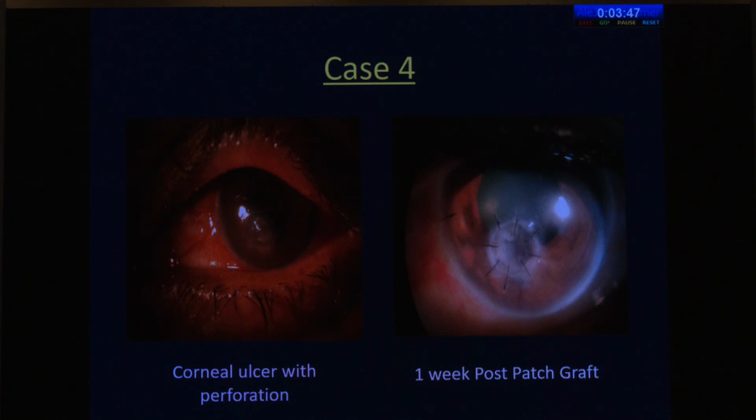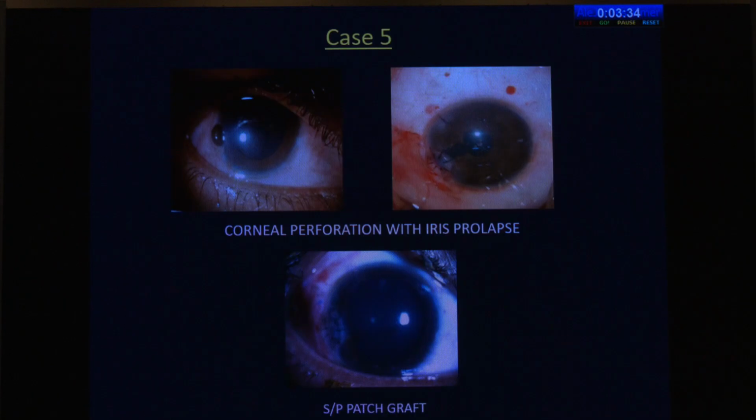We repeated the procedure, and the patient was doing well, but after 1 month he came again with a perforation and a flat AC. So eventually we had to do a corneal patch graft, and this is how the eye looks after 1 week of doing the surgery.